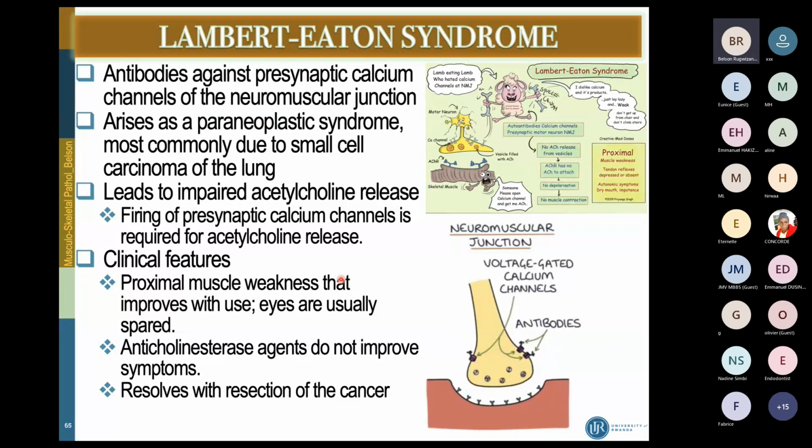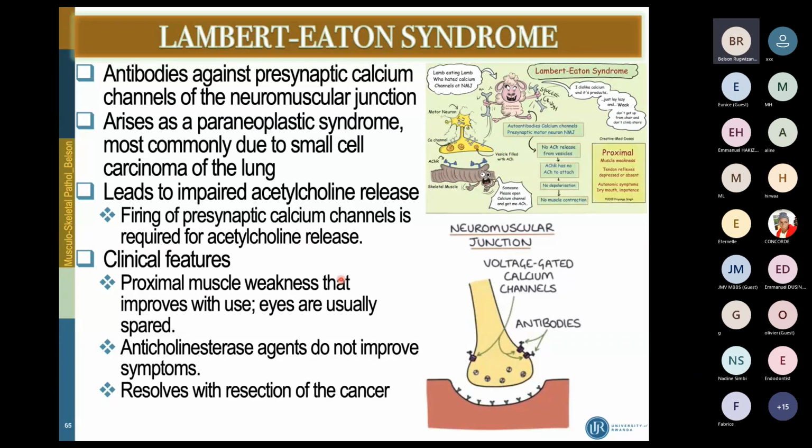So another neuromuscular junction problem, or disease, is Lambert-Eaton syndrome. In the first one we saw, myasthenia gravis, the problem was antibodies against post-synaptic receptors. Here it is the opposite. It is antibodies against pre-synaptic calcium channels, not sodium channels.